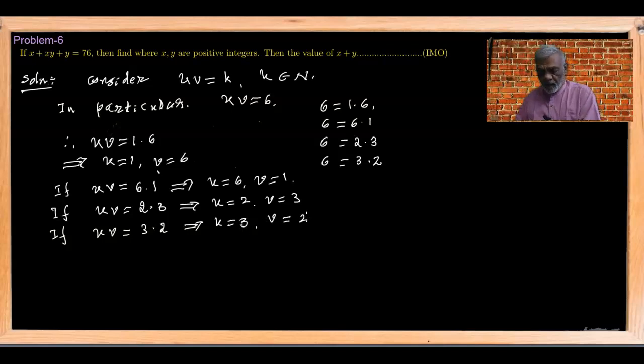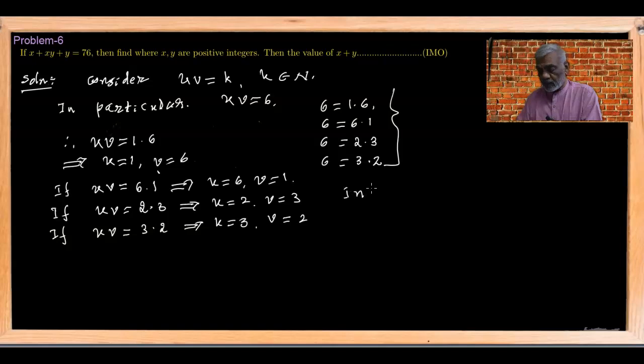There are four solutions, because 6 can be partitioned into four partitions whose product is 6 only.